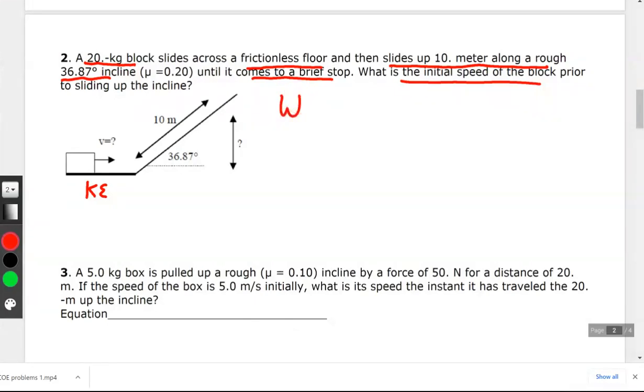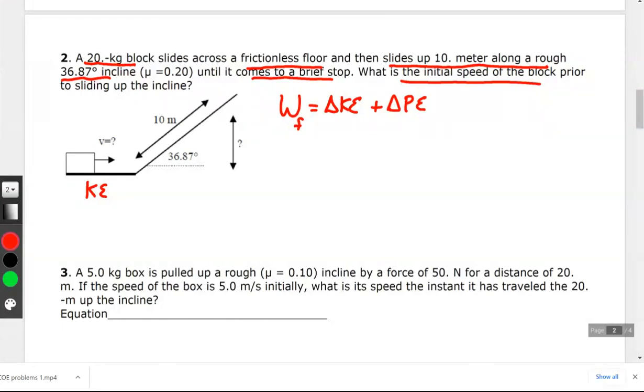So the work is done on my system. I write the equation. When work is done on my system, the energy does not stay the same. In fact, the work done on my system is always equal to all the energy changes. This work, of course, is friction, and it's equal to the kinetic energy change plus the potential energy change. Why do I say potential? Because it's changing height. Why kinetic? Because it's going to lose kinetic and gain potential. So that is the work energy equation.